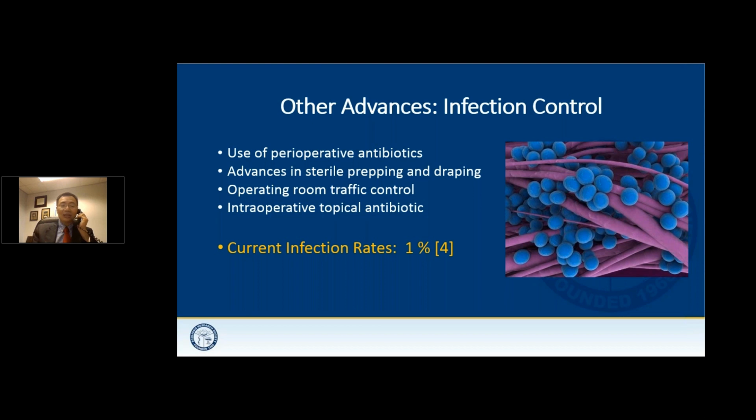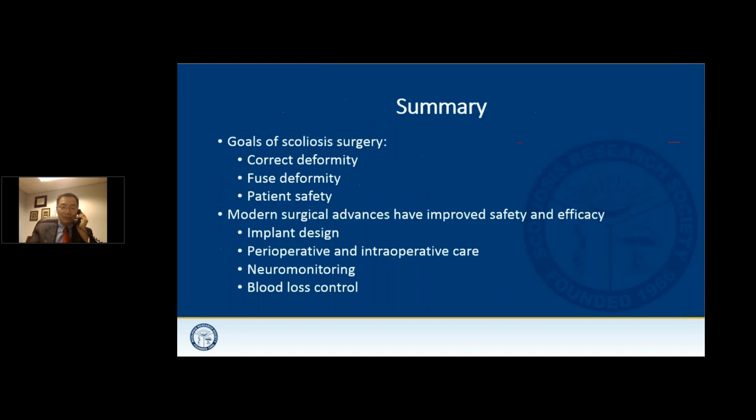So in summary, the goals of scoliosis surgery are to correct the deformity, to make the scoliosis better, to fuse the deformity, essentially to create a lasting construct that will prevent the curve from coming back, and thirdly, patient safety. Modern surgical advances have improved safety and efficacy through implant design, perioperative and intraoperative care, neuromonitoring, as well as new research and understanding of blood loss and its control.